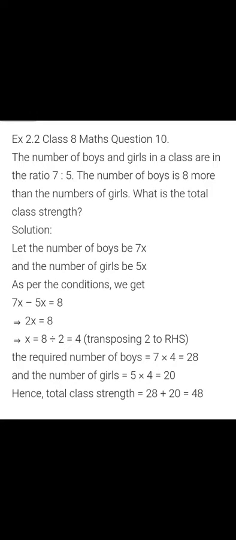Okay students, today we are going to see question number 10 of exercise 2.2. Already we have seen first question to ninth question. So today we are going to see from 10 to the last question, 16th one.